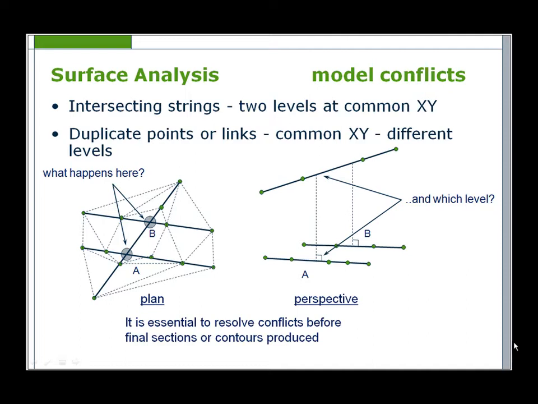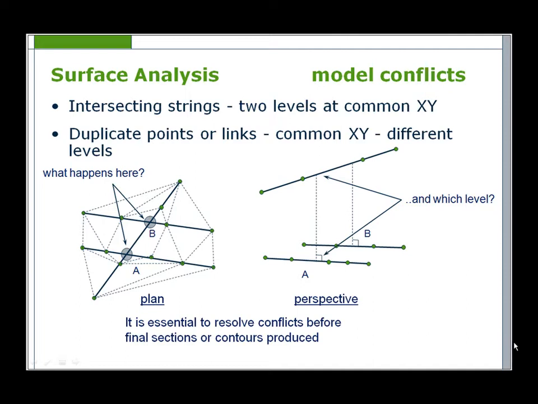Another type of model conflict that you can come across inside MX is what we call a duplicate point. If on a string you have what we call a closed loop, where the first point is the same as the last point in terms of easting and northing, but the Z value is different, then this will give MX a conflict, because again it wouldn't know which level to choose, and it will choose one and it could quite easily be the wrong one.